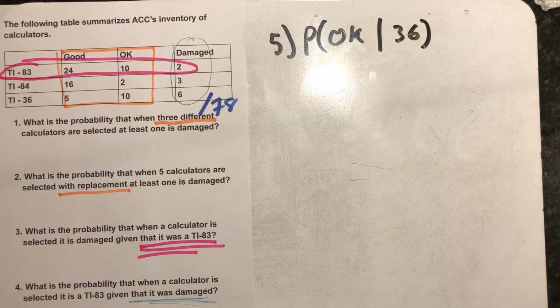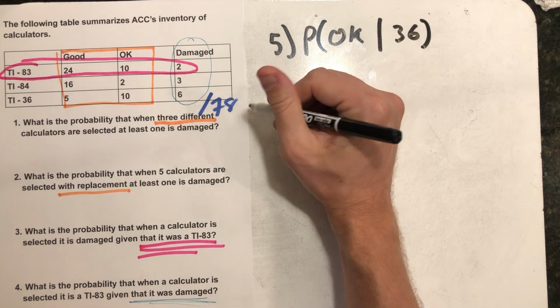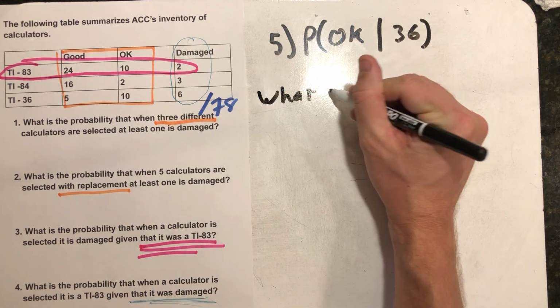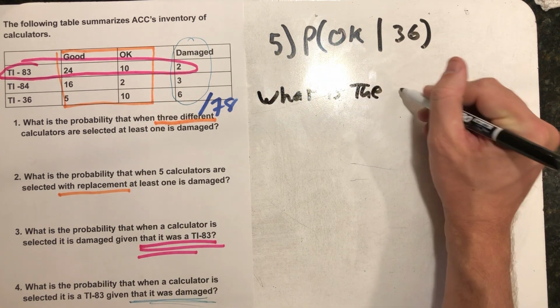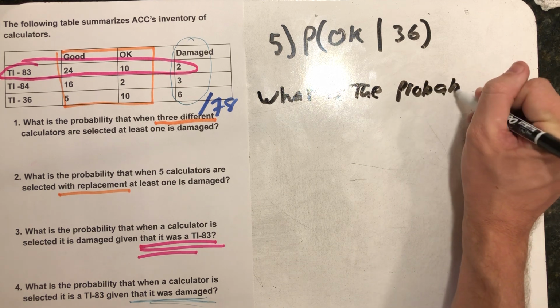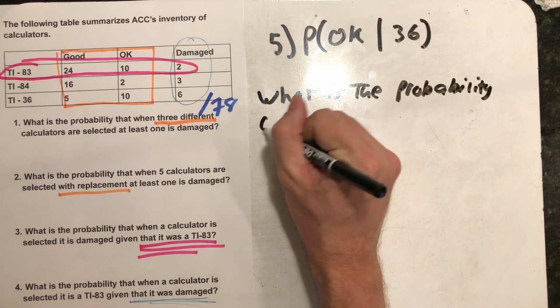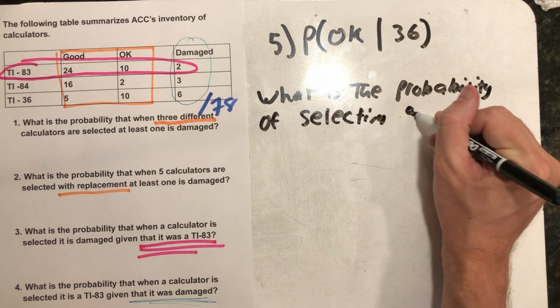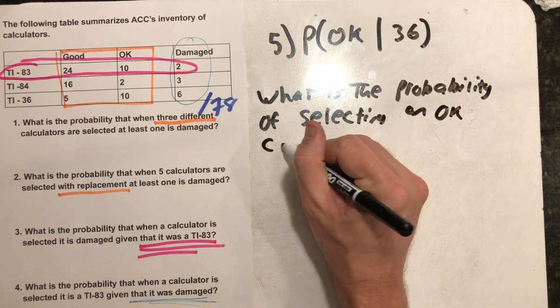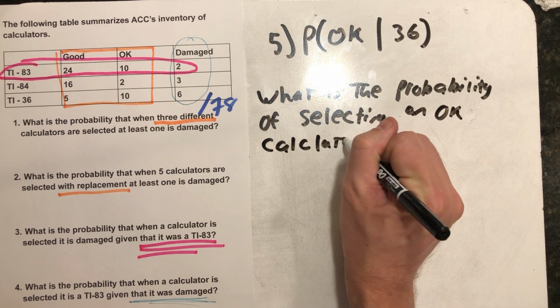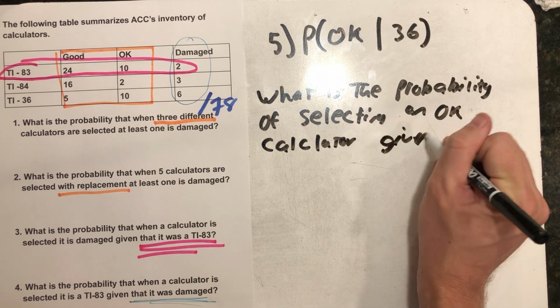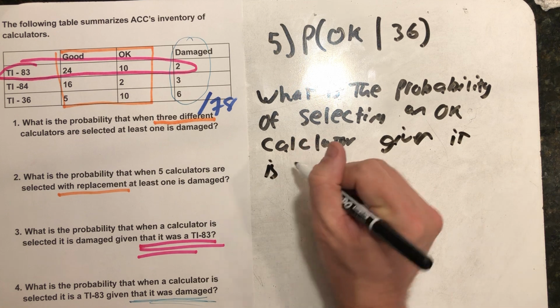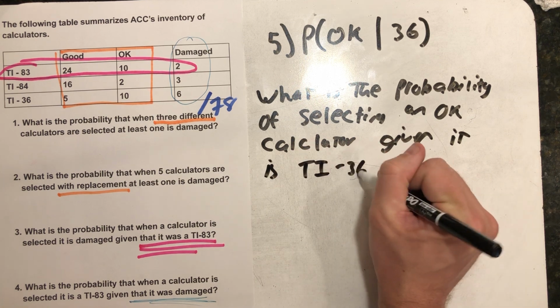What I'm hoping you wrote is something like this. What is the probability of selecting an OK calculator given it is a TI-36?